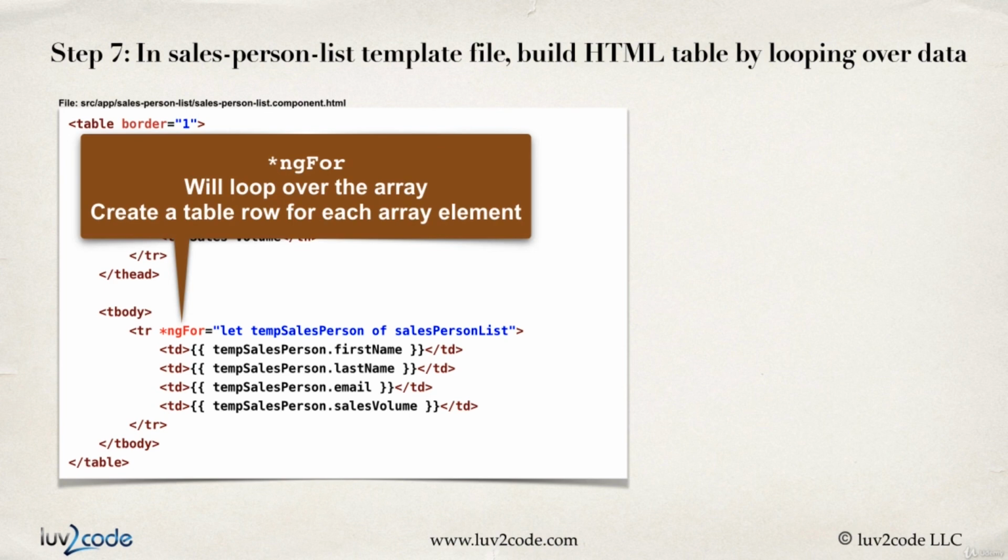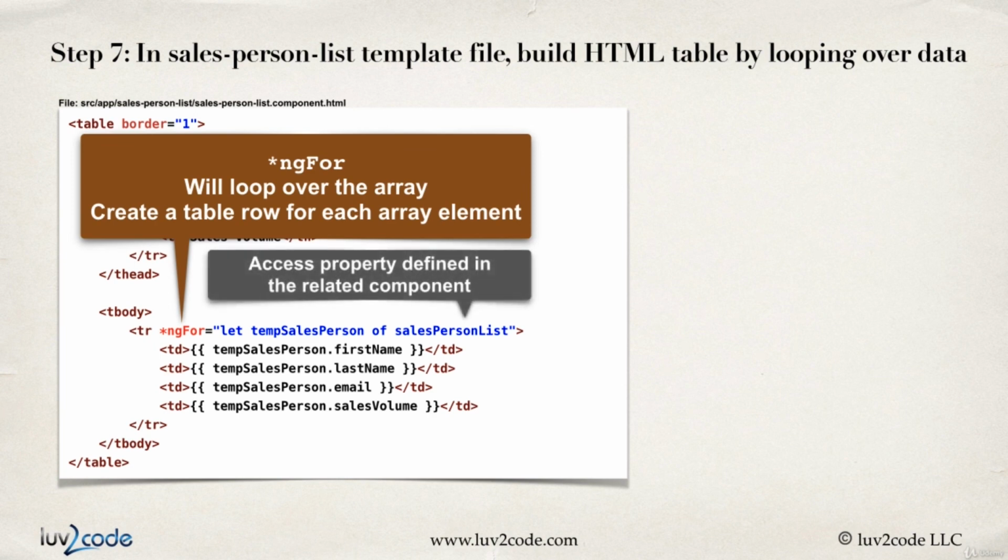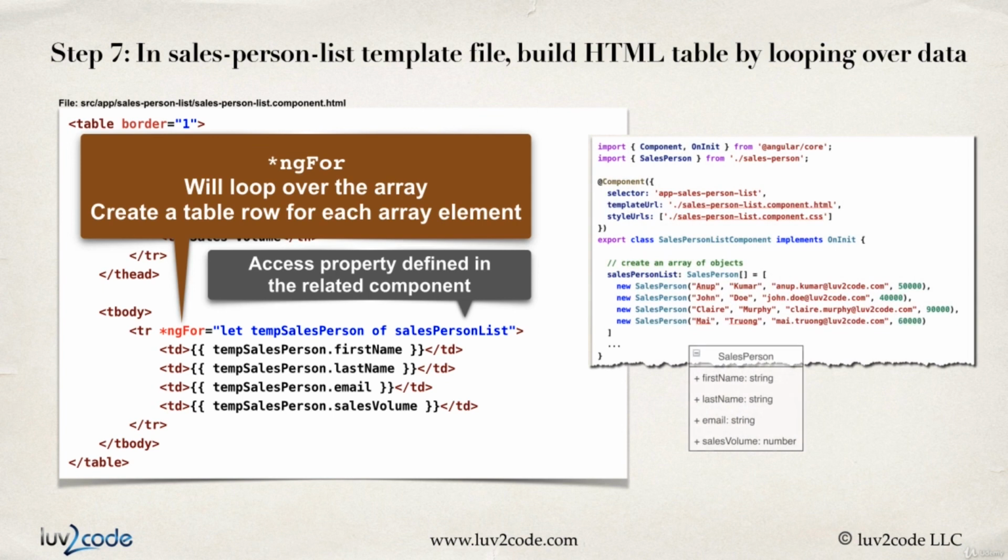So this is a special Angular directive that will loop over the array, and it'll create a table row for each array element. So here I have star ngFor equals let temp salesperson of salesperson list. So this will actually access the property defined in the component. So this is the exact name of the property, salesperson list. It matches up and will simply loop over that array.